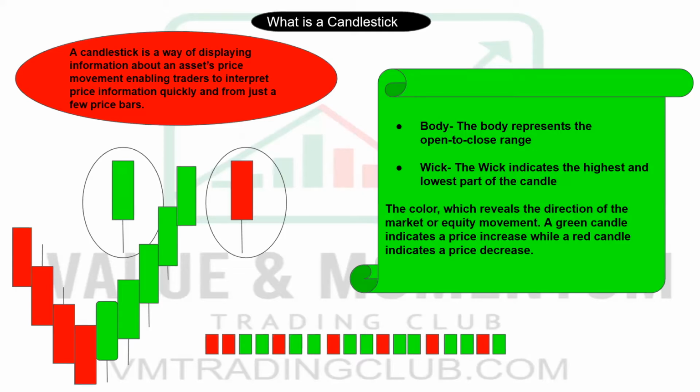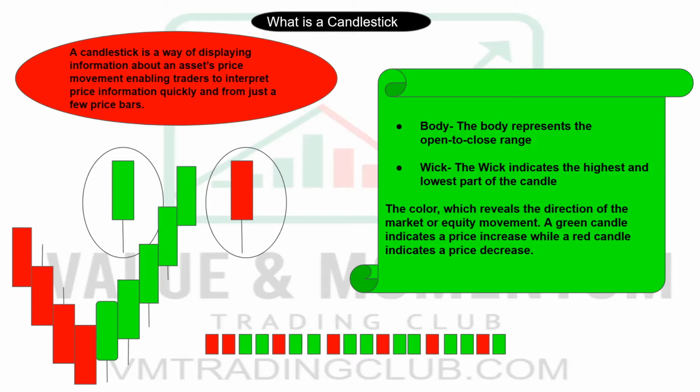So we can just jump into the charts and understand how to establish trends, ranges, and how to identify entry and exit points in a price chart. A candlestick is a way of displaying information about an asset's price movement, enabling traders to interpret price information quickly. From just a few price bars, we can tell where price is going, and understanding these candles and what they say can actually give you a little bit of a heads up before a market move.